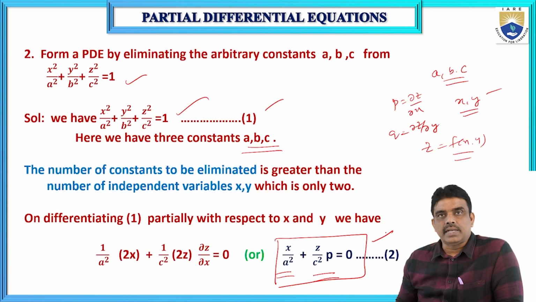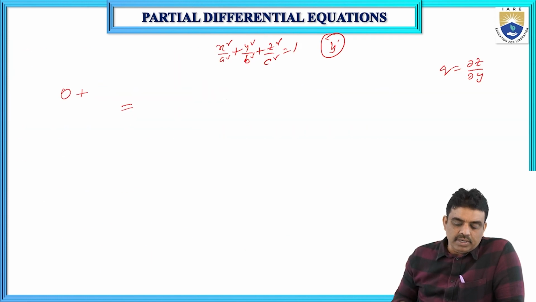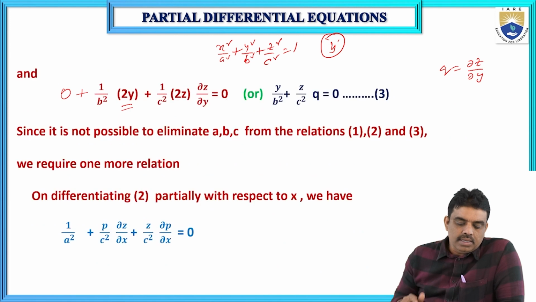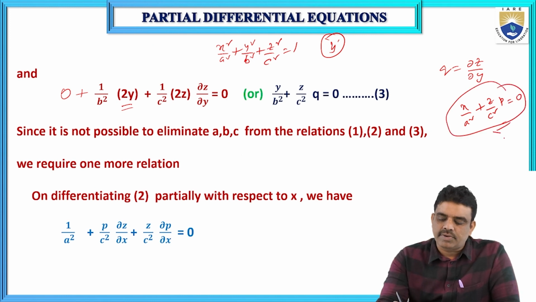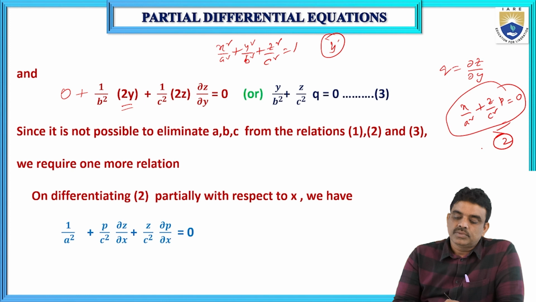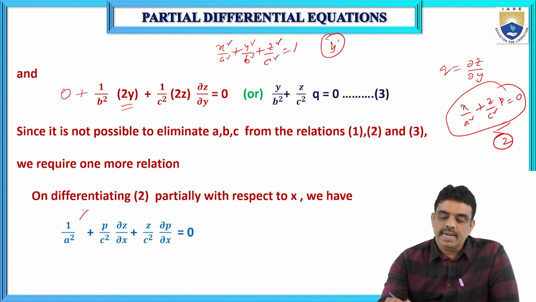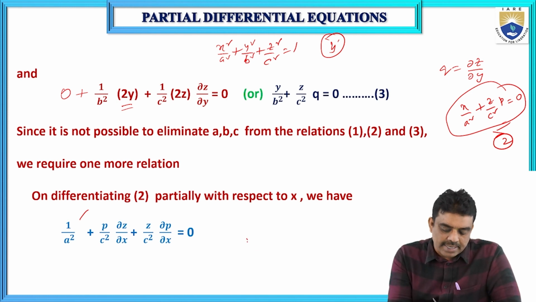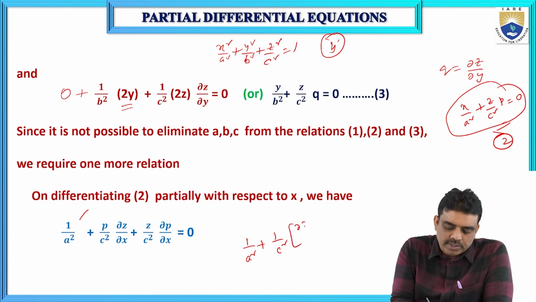We have to differentiate partially equation 2 once again with respect to x. So on differentiating, what is the equation? x by a square plus z by c square into p is equal to 0. So I would like to differentiate equation 2 with respect to x again. On differentiating x, 1 by a square will be the first term, and 1 by c square is constant. And z differentiation with respect to x, dou z by dou x, and p treating as constant term.